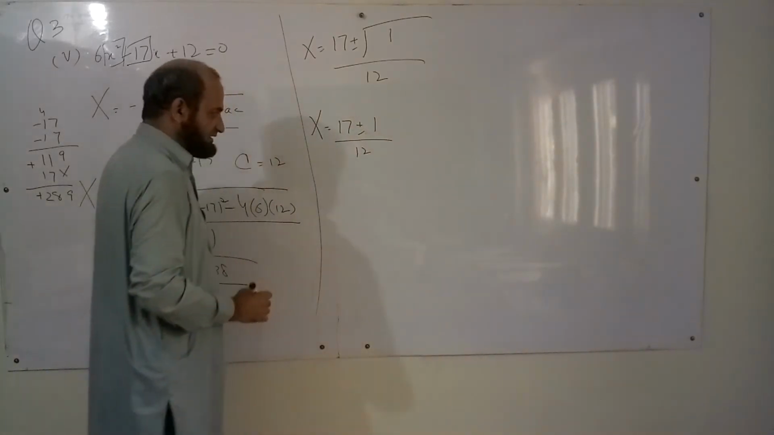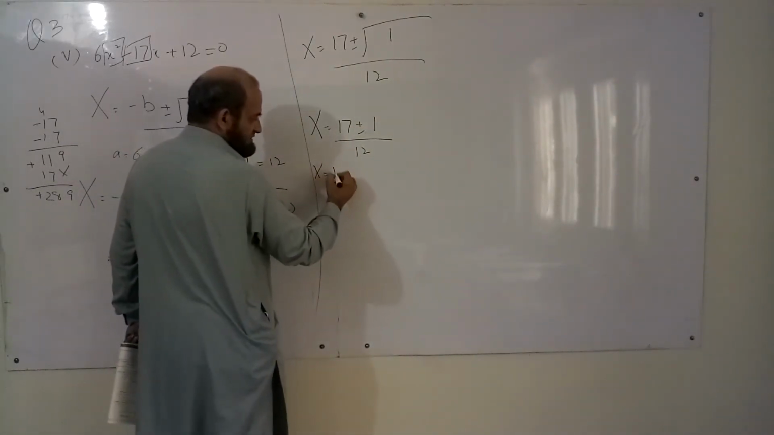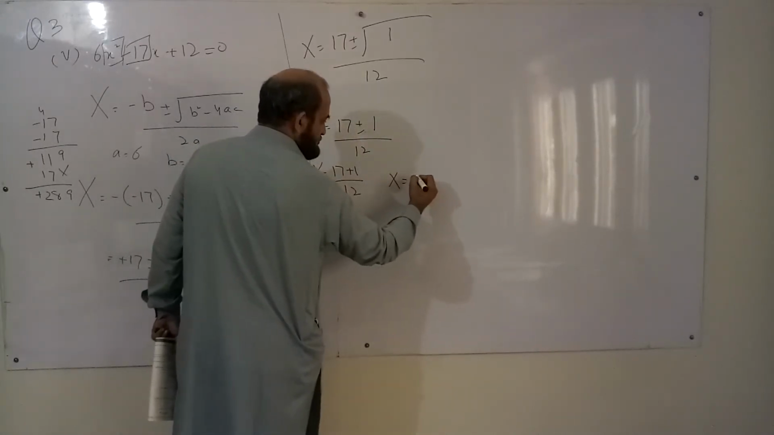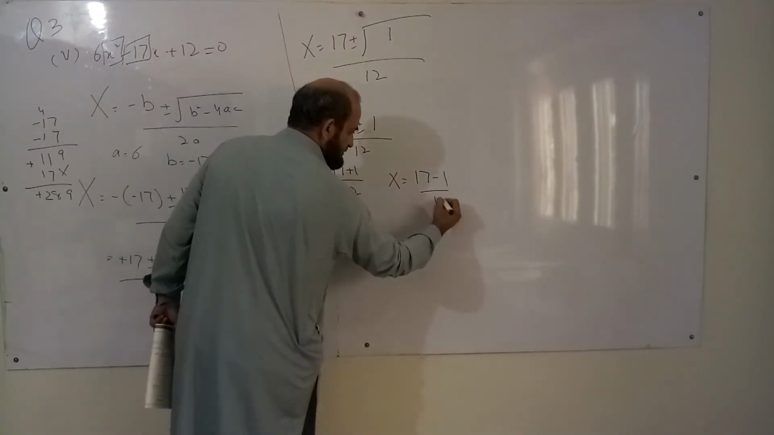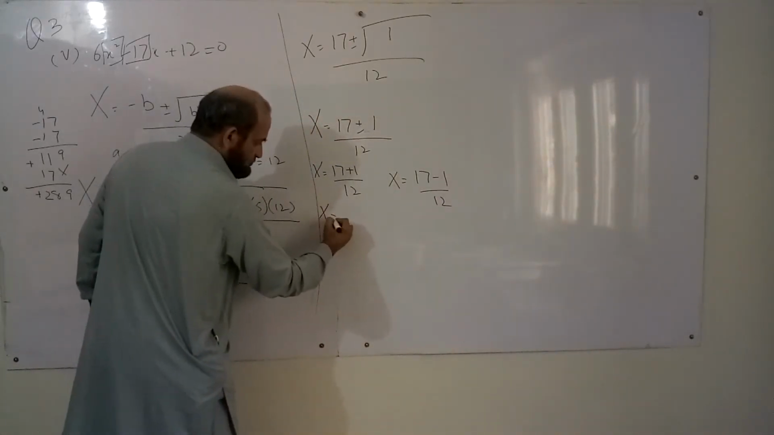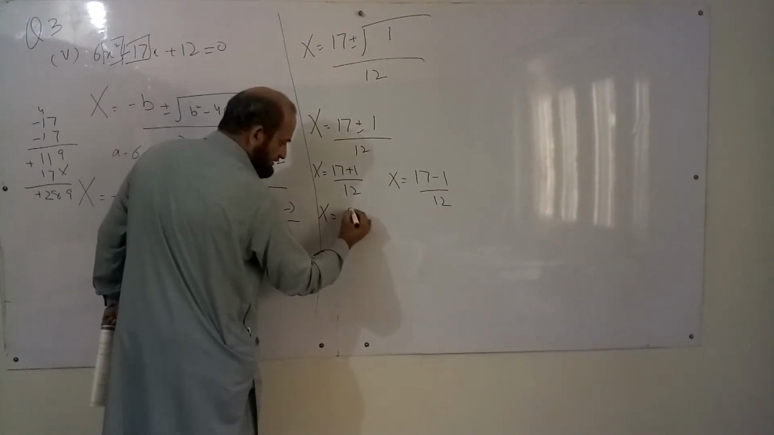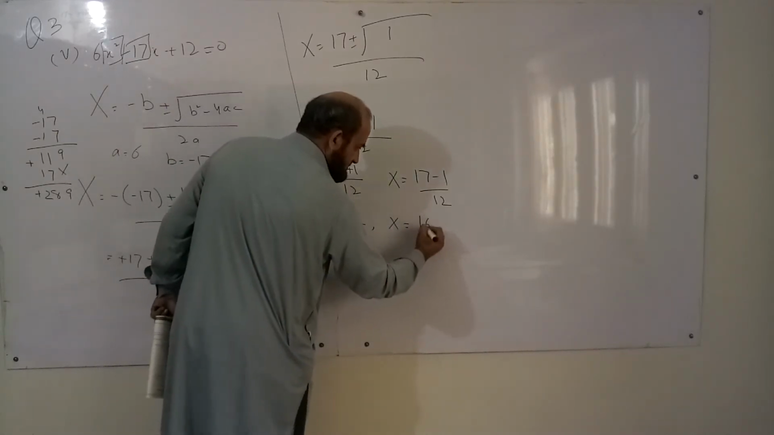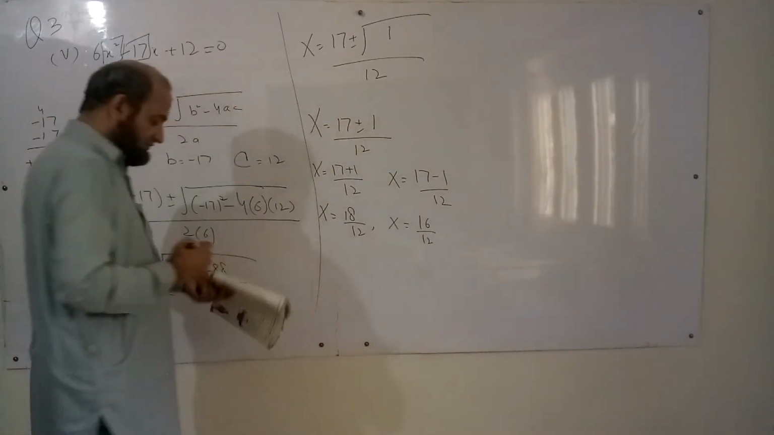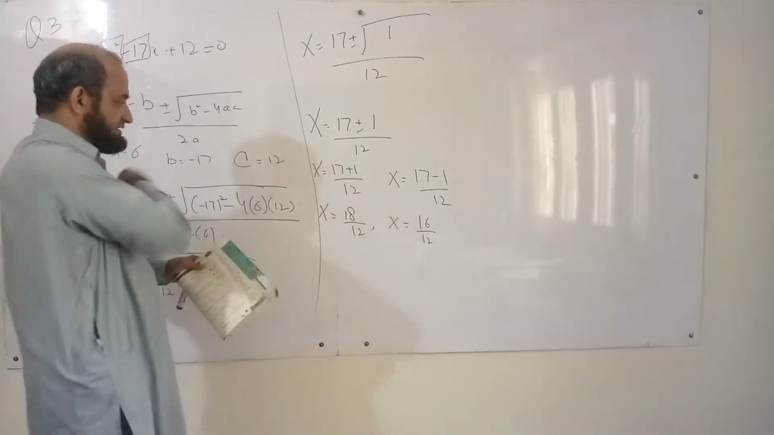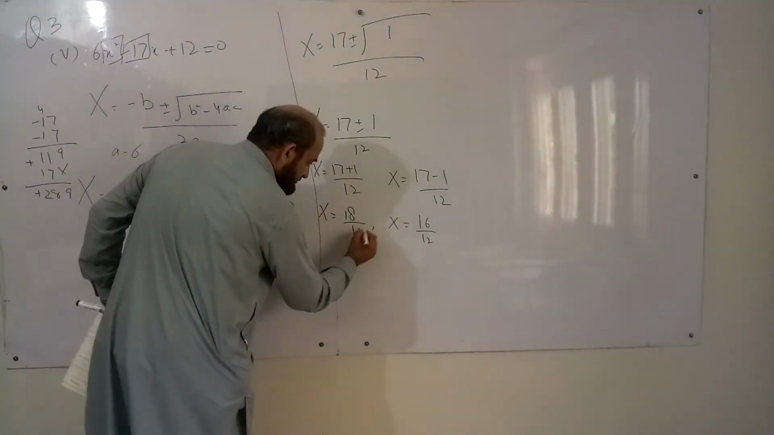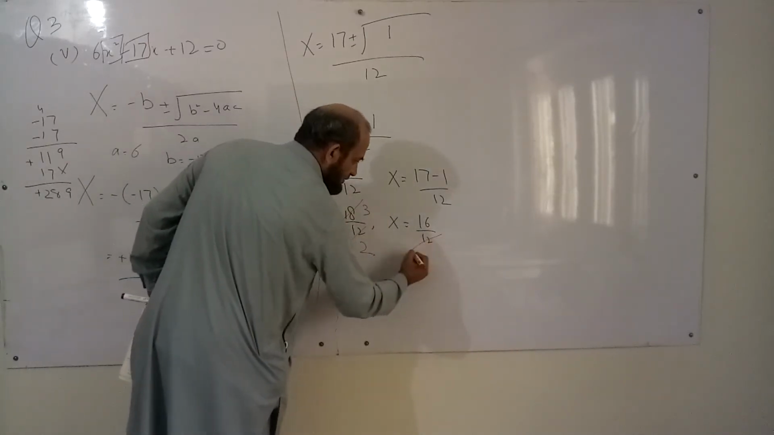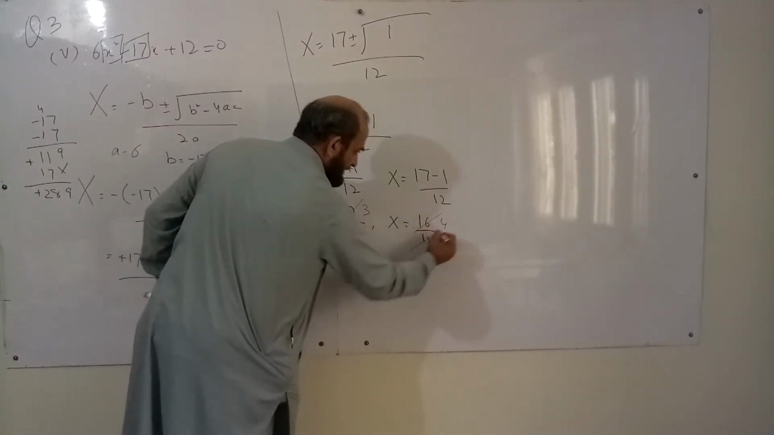Now we have two possibilities. The first one, x is equal to 17 plus 1 divided by 12. The other one is x is equal to 17 minus 1 divided by 12. x is equal to 17 plus 1 gives you 18 divided by 12. x is equal to 17 minus 1, 16 by 12. Now we can cancel. 6 2 times, 6 3 times, 4 3 times, 4 4 times.